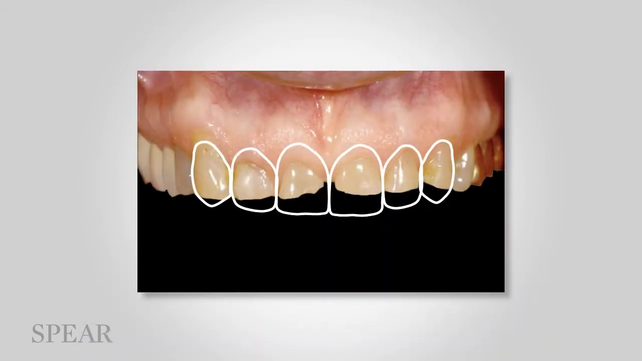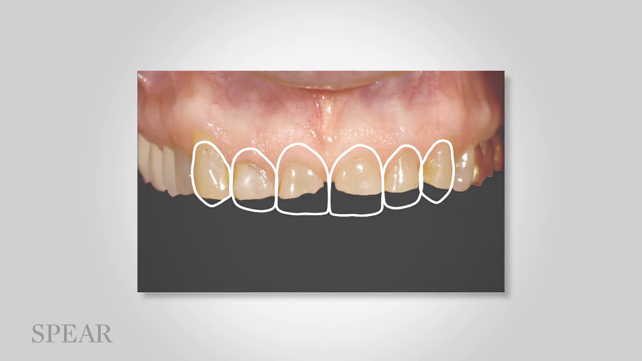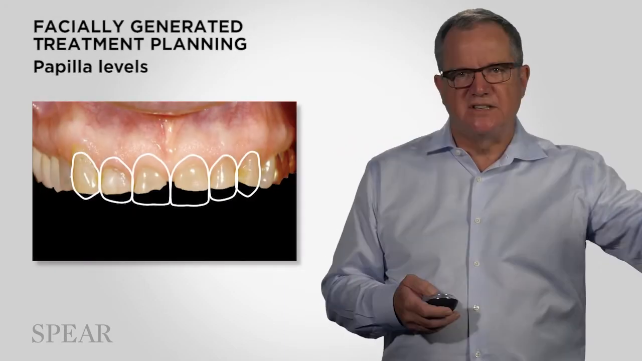Now, I mentioned contact length and papilla height. I just want you to see in this particular patient, he's a good example of what can happen. Our goal basically for papilla levels is to have that papilla 5 to 6 millimeters from the incisal edge of the centrals and then have it symmetrical.